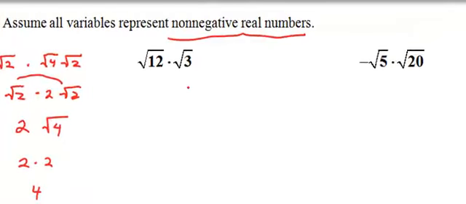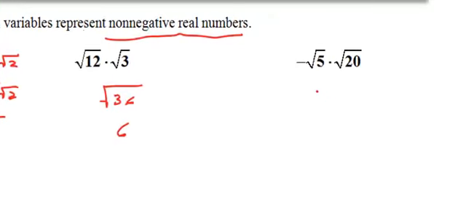Okay, the square root of 12 times the square root of 3. Again, push them together. And we get the square root of 36, and that's a perfect square. So we can take the square root, and we get 6. Here we have a negative times a positive, so the result is negative. And the square root of 5 times the square root of 20, well, 5 times 20 is 100. So that's negative, that stays out front, and the square root of 100 is 10.